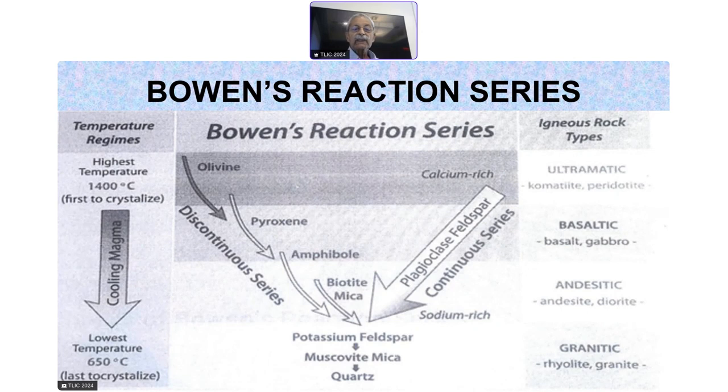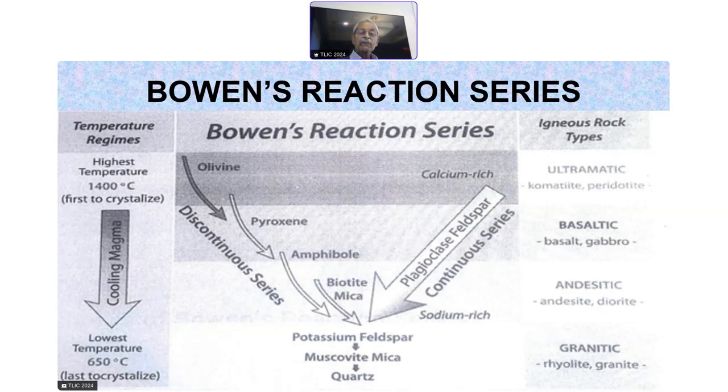The other story is the mineral formations. After all, rock is an aggregate of minerals. This is the discontinuous series, and this is the continuous series. In the discontinuous series, as the temperature comes down, the first mineral to form is olivine, an iron magnesium silicate. It consumes mostly the magnesium, and it says, okay, my job is done.